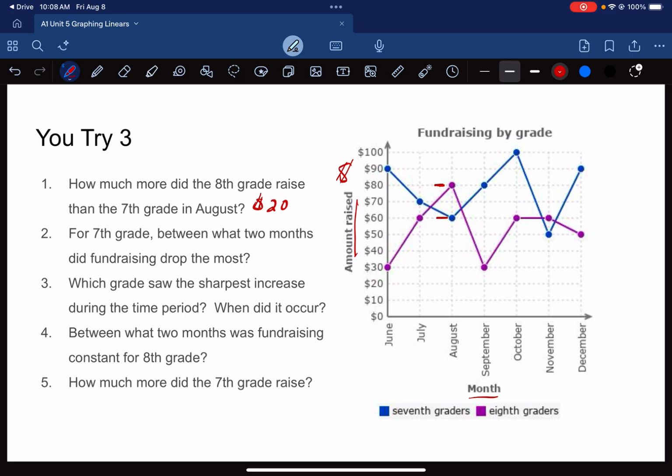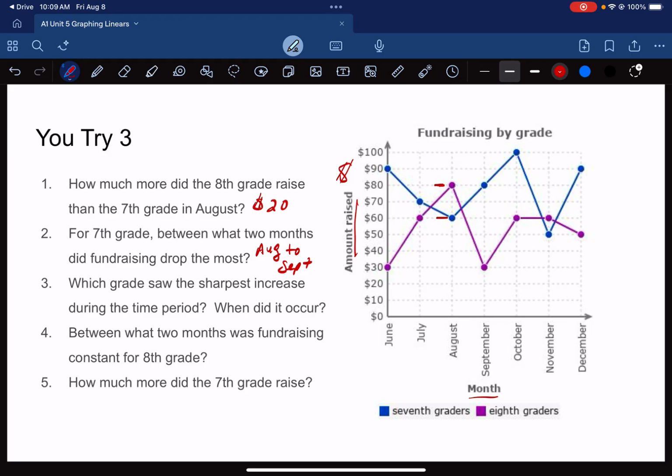For 7th grade, so looking at the pink graph, purple graph, between what 2 months did fundraising drop the most? I would say from August to September it dropped significantly. So August to September. Okay.